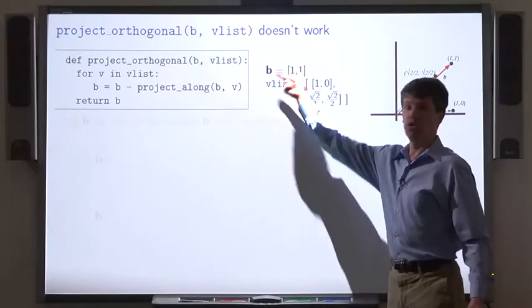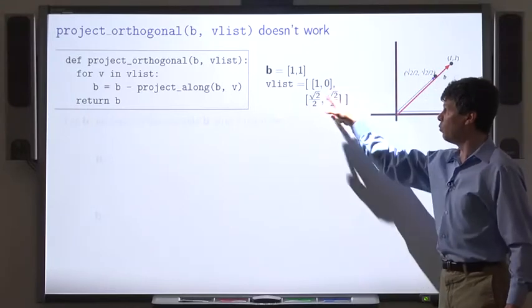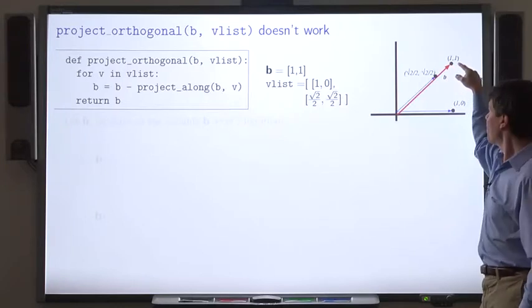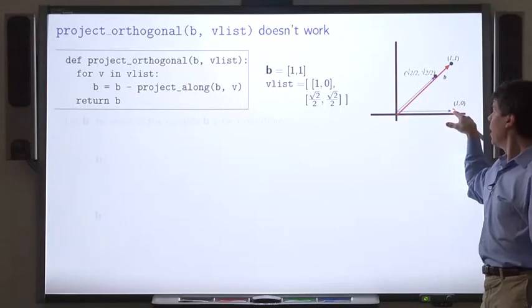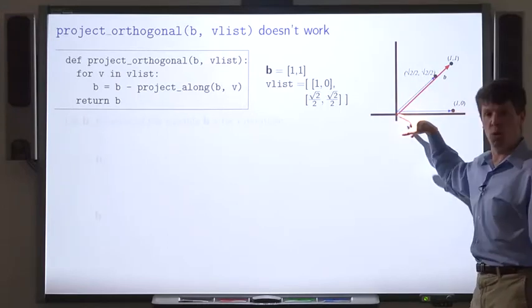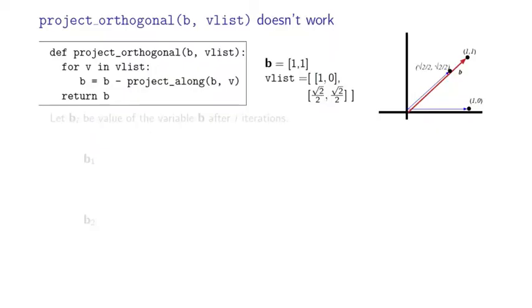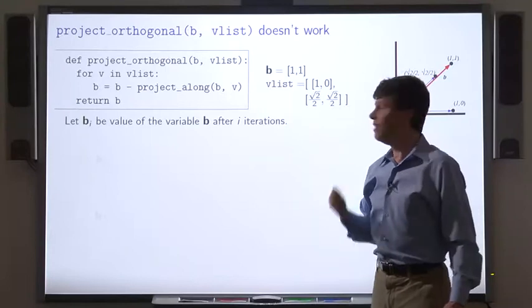Let's say we're given the vector B, which is 1, 1, and our V list consists of 1, 0, and root 2 over 2, root 2 over 2. So the red is the vector B. The first vector in V list is this one, 1, 0, and the second one is this one, root 2 over 2, root 2 over 2. Let's see what the algorithm does to B. We'll let bi denote the value of the variable b after i iterations. So initially, at input, the value of b is b0.